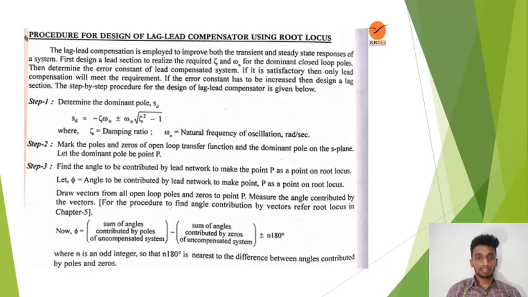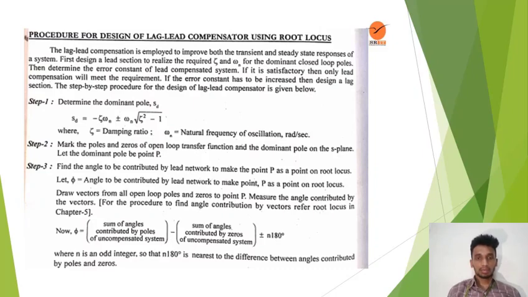Now, procedure for design of lag-lead compensator using root locus. The lag-lead compensation is employed to improve both the transient and steady state response of a system. First design a lead section to realize the required dominant closed loop poles. Then determine the error constant of the lead compensated system. If it is satisfactory, then only lead compensation will meet the requirement. If the error constant has to be increased, then design a lag section.